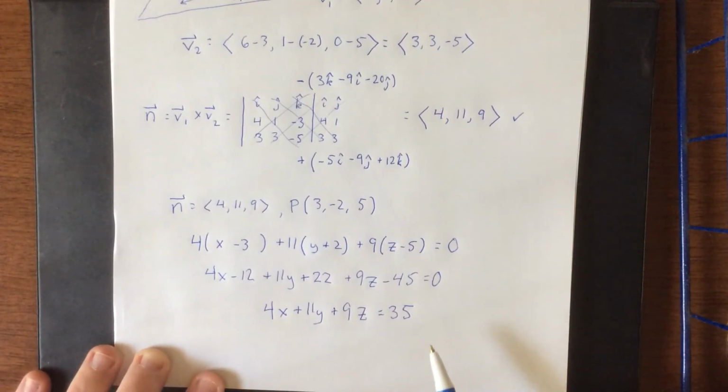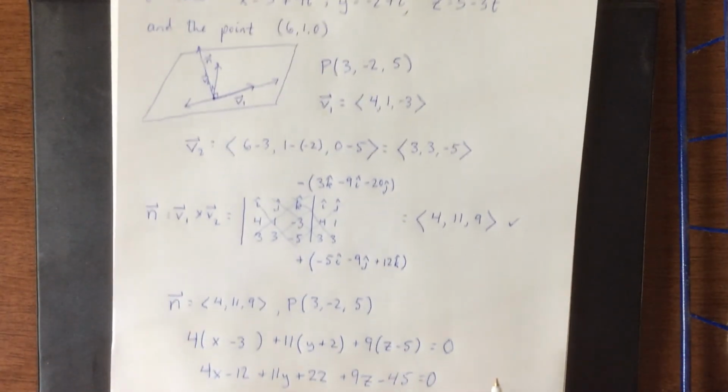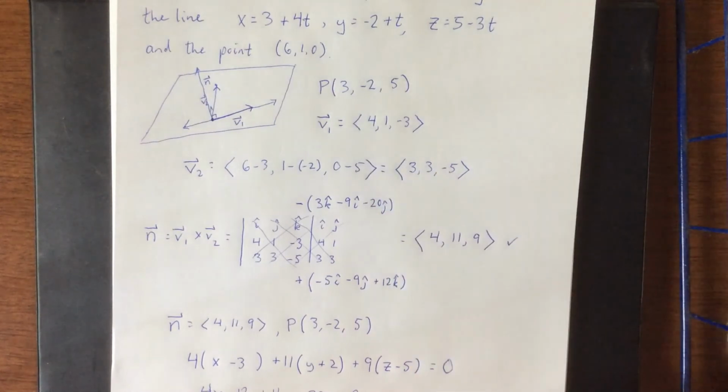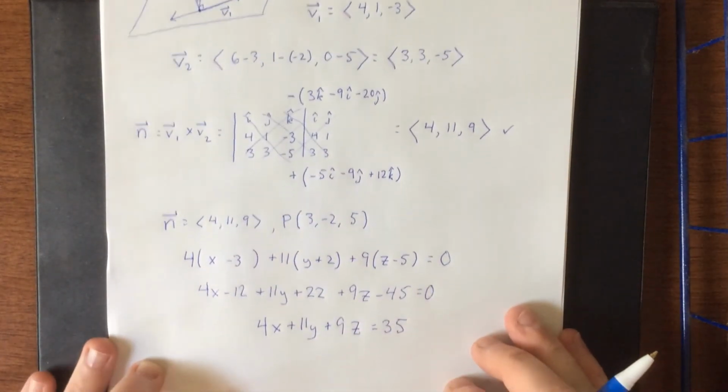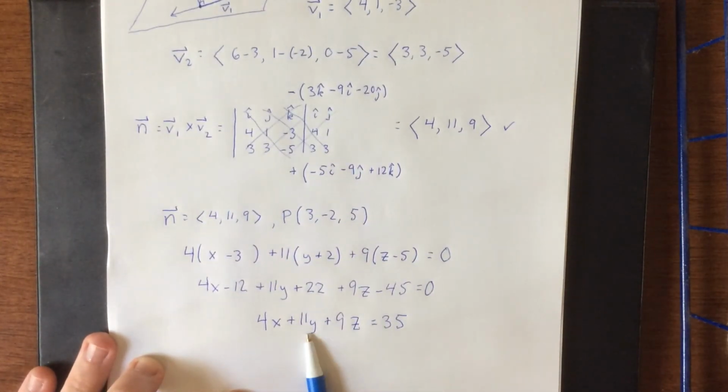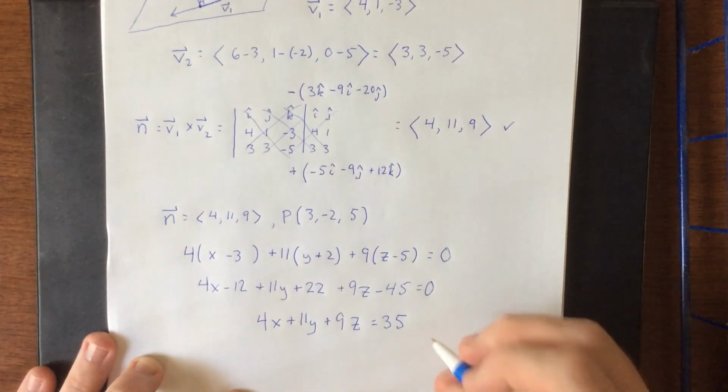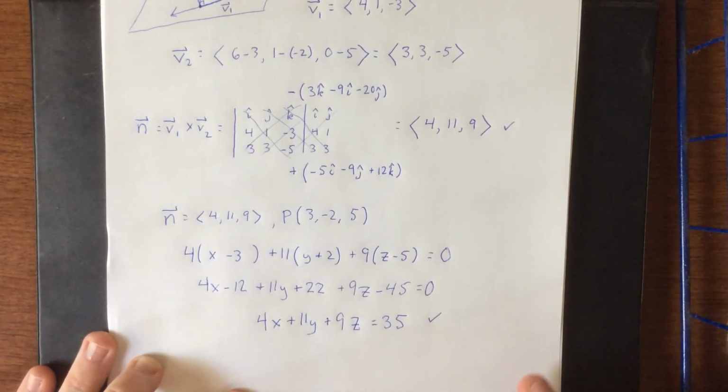And just as a quick double check to our answer, I'm going to take the point that we didn't use, which is (6, 1, 0), and verify that that works out. If we take 4 times 6 plus 11 times 1 plus 9 times 0, we do in fact get 35. So I'm feeling pretty good about this answer.